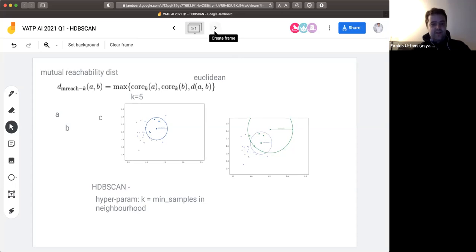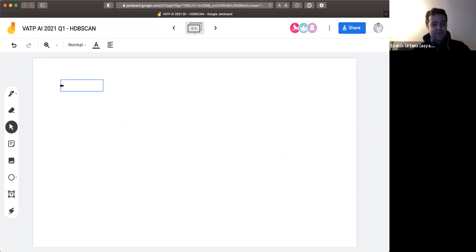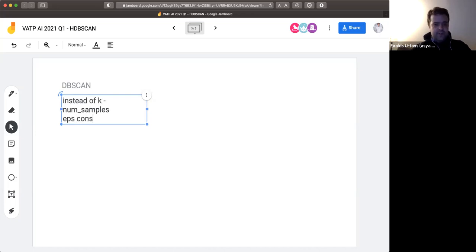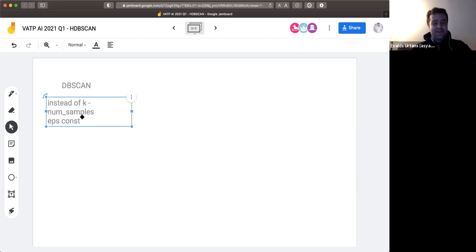Then the simple DBSCAN, that is also actually included in HDBSCAN, you will see in a second, is using something a little bit different. Instead of k, the number of closest samples, it uses the epsilon, if I remember correctly, the epsilon constant. And this is again a really interesting and clever approach to calculate the distance metric.